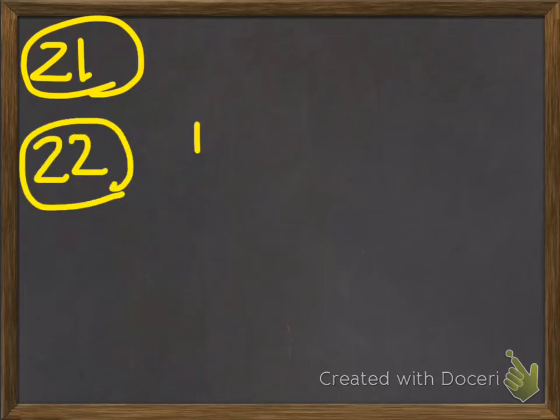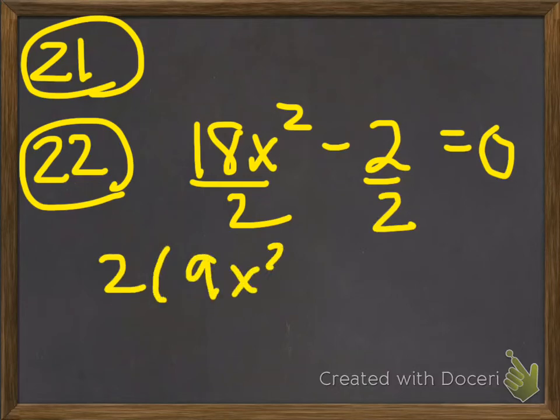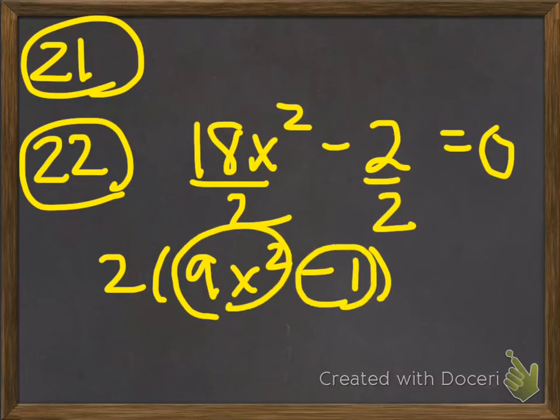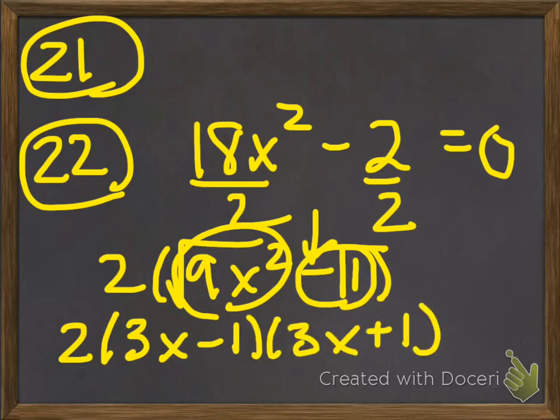Number 22, 18x squared minus 2. It's 2 terms. If I'm solving by factoring, I'm going to think, what GCF do they have in common? Well, they have a 2 in common. I'm left then with 9x squared minus 1. Both of these are perfect squares with a subtraction. I take the square root. I'm left then with 2 times 3x minus 1 times 3x plus 1. Refer to the factoring video if you're confused about the perfect squares one. Set each factor equal to 0 and solve for x.